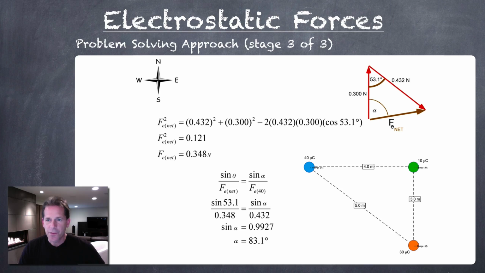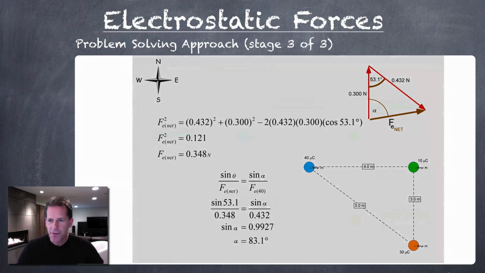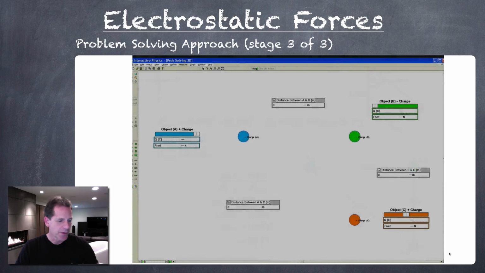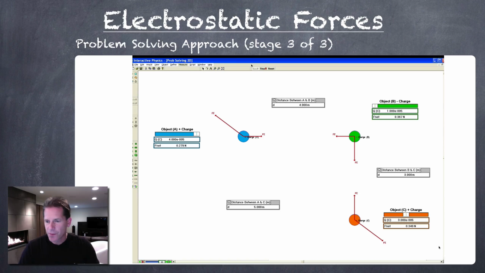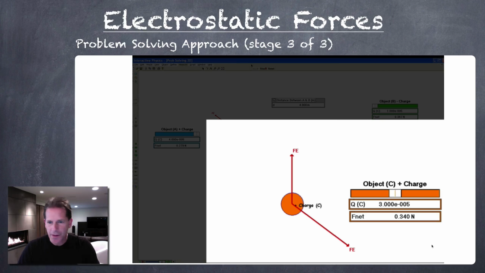Now I've got a computer simulation that illustrates this experiment. So let's see if we can confirm our results with the simulation. So we're focusing again on the charge down at the bottom of the diagram. And just before we go any further, notice the solution here presented is 0.34 newtons. So that does match with our solution, at least to 2 significant figures.